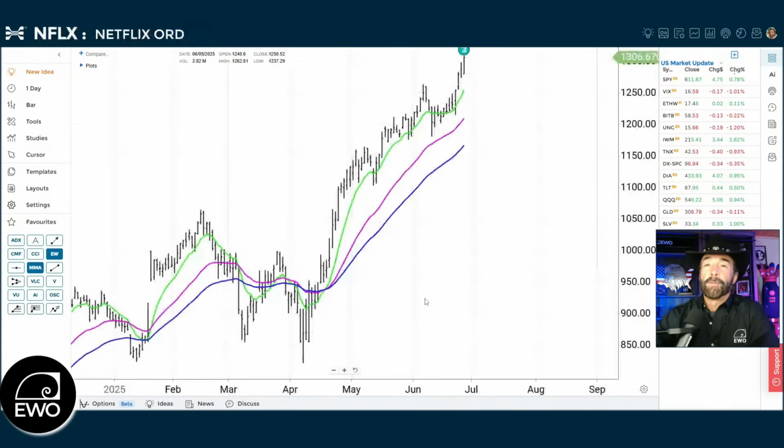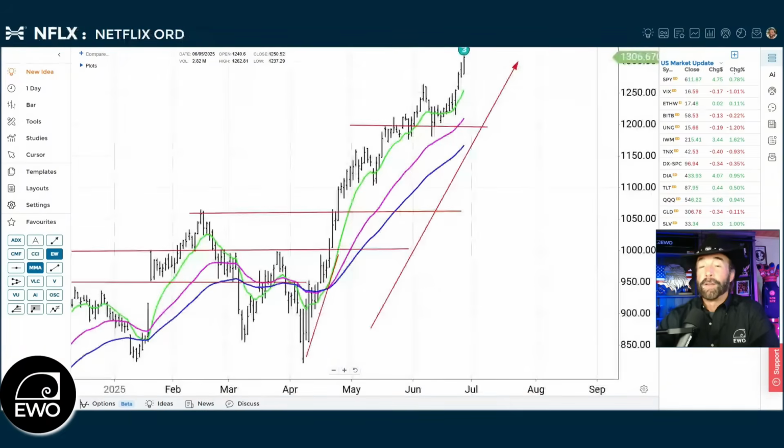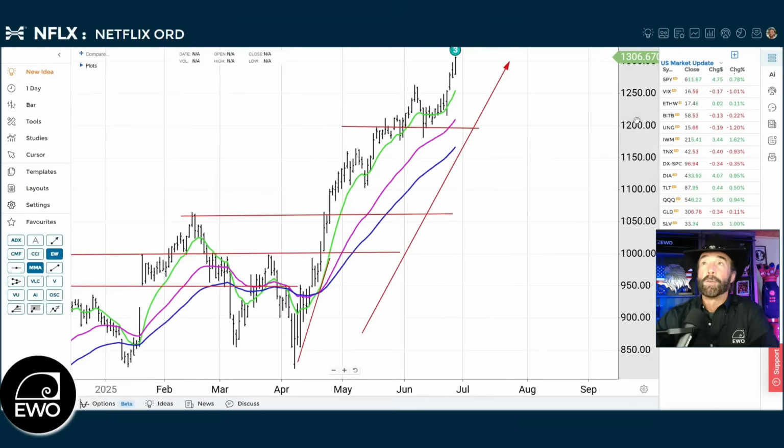Taking a look at the chart in Netflix, I had mentioned in the past that with the economy weakening, maybe everybody's been running to Netflix, kind of like we did during the pandemic, where everybody stayed home and watched Netflix and they had a big move higher. Well, the economy is not as bad as we thought, and yet Netflix is still powering higher.